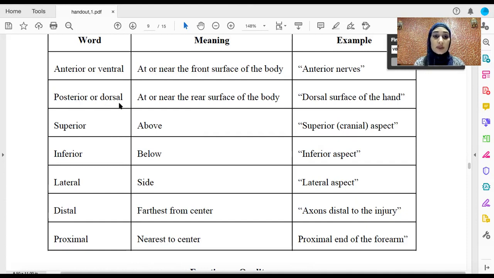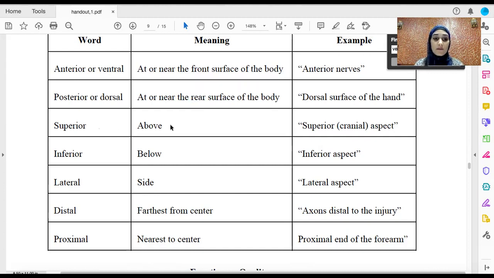Posterior or dorsal: we said that dorsa or dorsum means what? Means back. Dorsa means back. Do you remember? So when we say posterior or dorsal, it means at the rear surface of the body. What is the meaning of rear here? Rear here means behind. So it's situated behind.